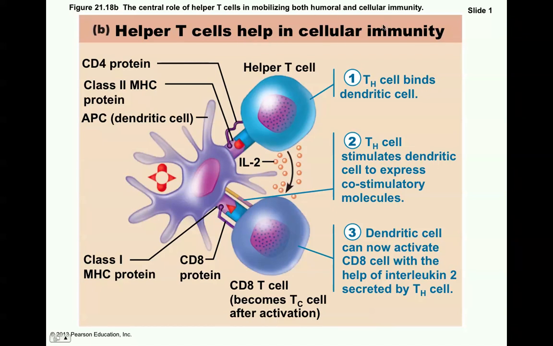Now here's the helper T cell helping in cellular immunity. So the helper T cell binds a dendritic cell. The helper T cell stimulates the dendritic cell to express co-stimulatory molecules, and now the dendritic cell can activate the CD8 cell. And then the CD8 cell, with the help of interleukin 2 secreted by the helper T cell, will become a cytotoxic or a killer T cell.